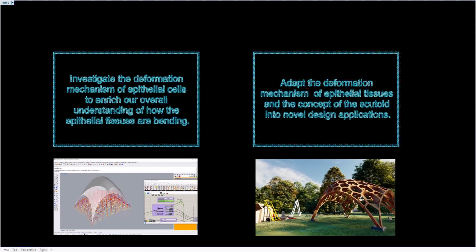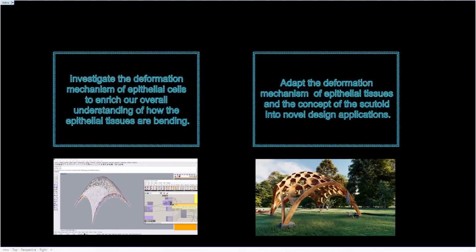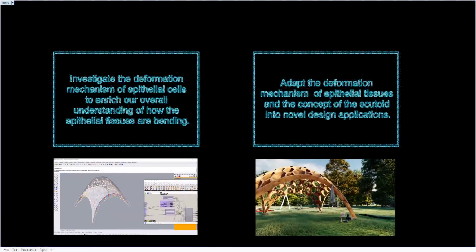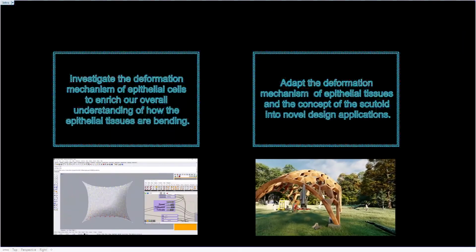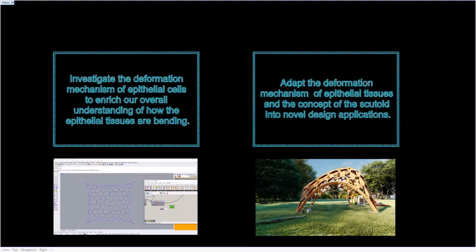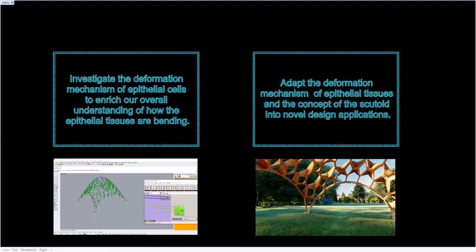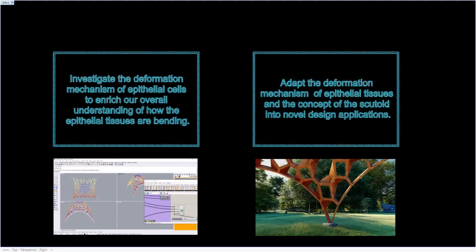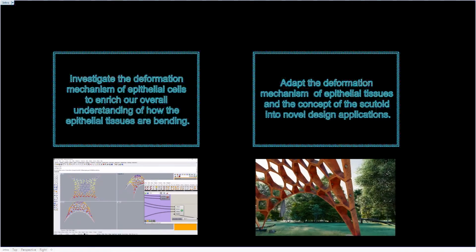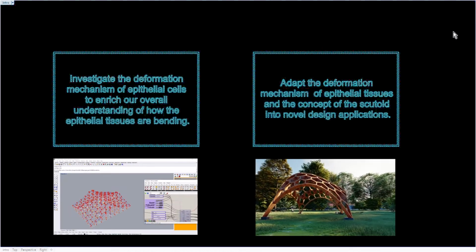Meanwhile, situating this from a design perspective, the paper aims to adapt the deformation mechanism of epithelial tissues and the concept of newly discovered scutoid into a novel design application. Notably, inspired by scutoid geometry, we designed a new type of brick termed Scutoid bricks. The bricks can be used to enhance the joint system in a masonry structure, as we surprisingly found that scutoid shape in epithelial tissue exhibits certain impressive features that we can potentially enlarge to a macro scale.